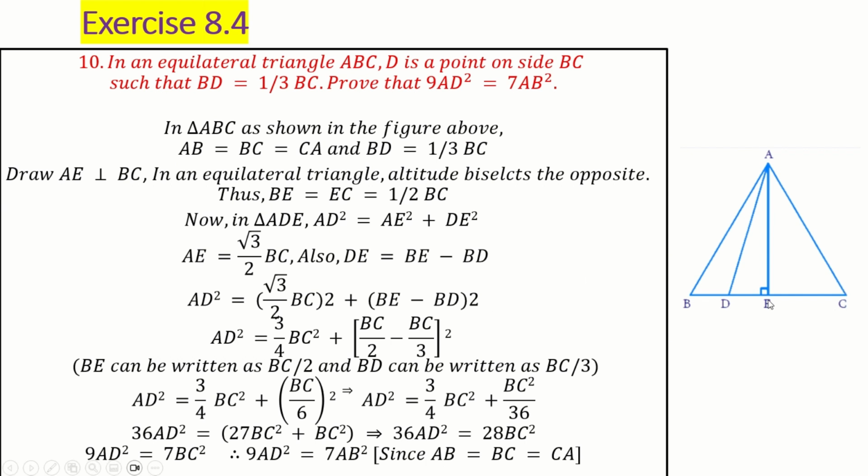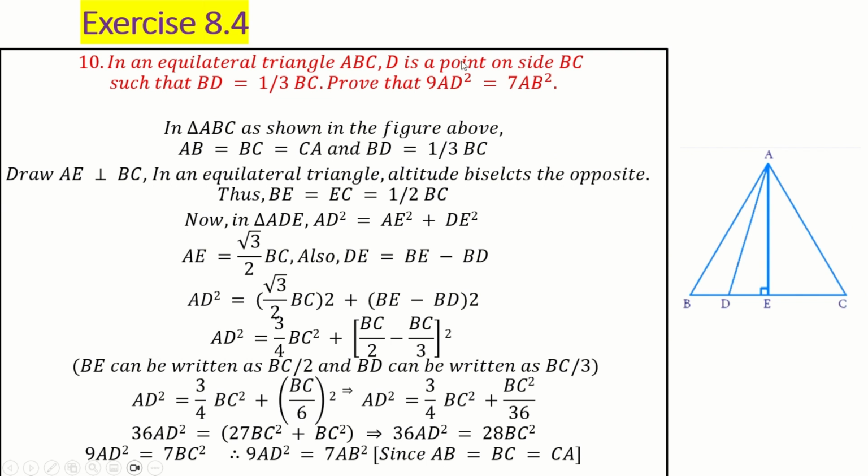So AE is perpendicular to BC. This is drawn. We have to draw AE perpendicular to BC. Then it forms two right angle triangles. Now you derive whatever you want. BE equals EC, so half BC. So in ADE, the small right angle triangle here, AD square equals AE square plus DE square.